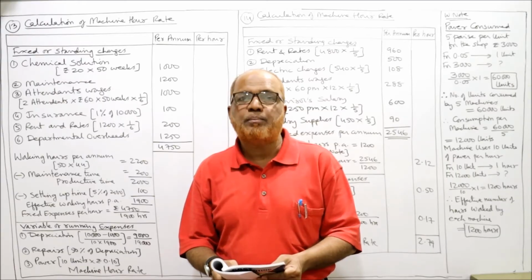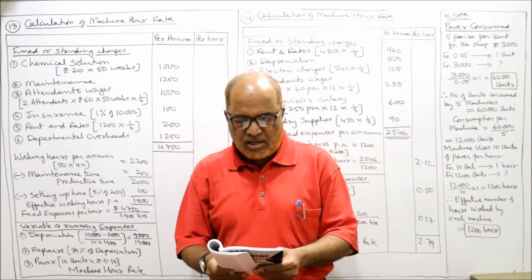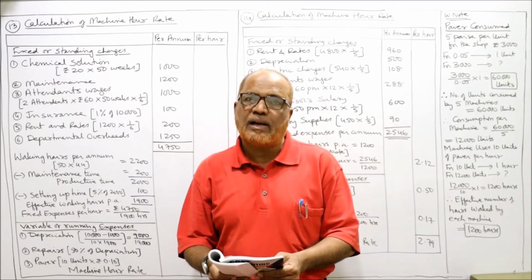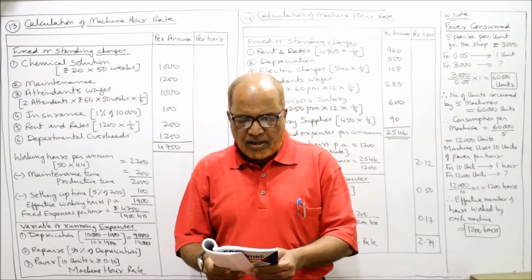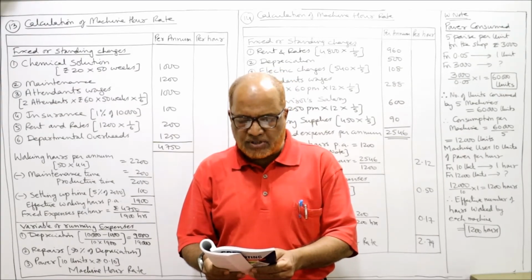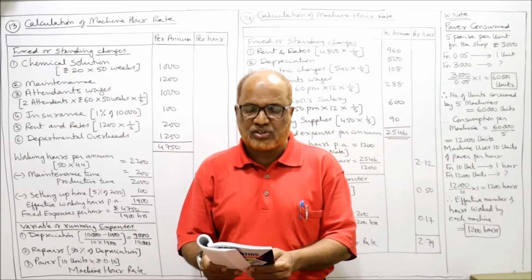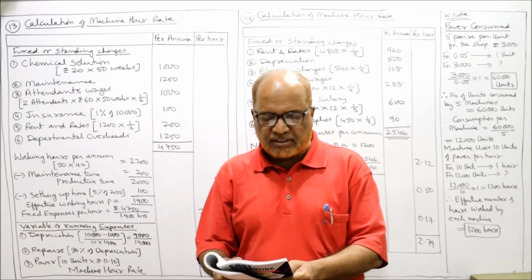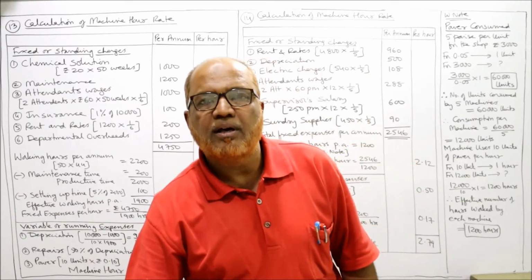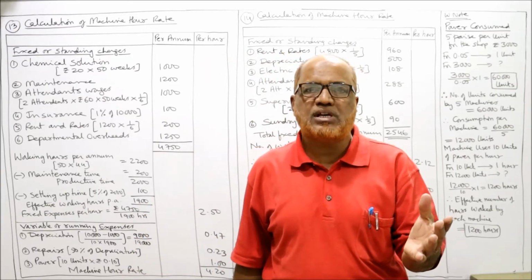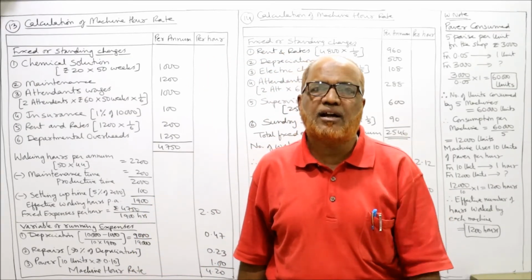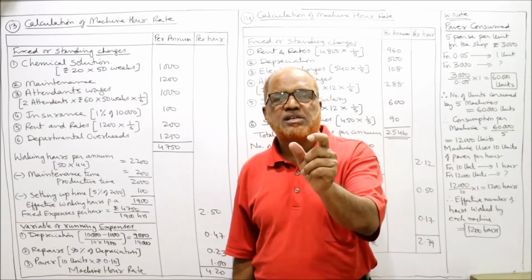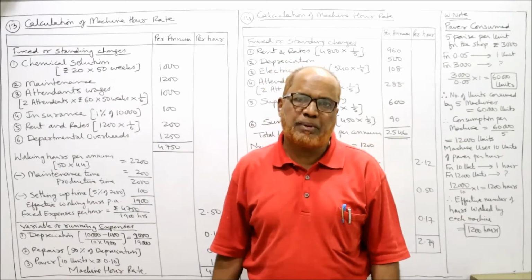Insurance of the machine is 1% per annum. Fixed charges: rent and rates of the shop per annum 1200 rupees, fixed. Departmental overhead apportioned to this machine amounts to 1250 per annum, fixed. Repairs of the machine are estimated at 50% of depreciation. The repairs depend on depreciation. So depreciation we will take under variable charges. Whatever depreciation comes, 50% of that is repair.